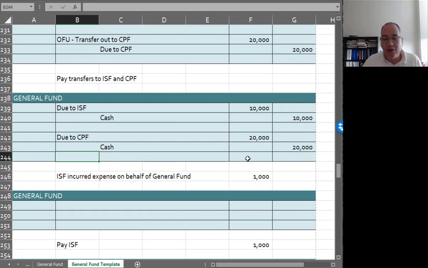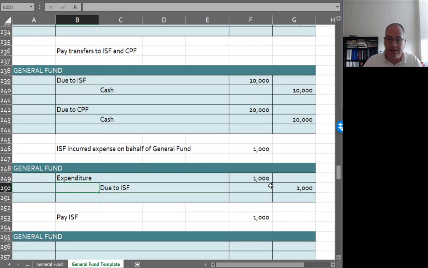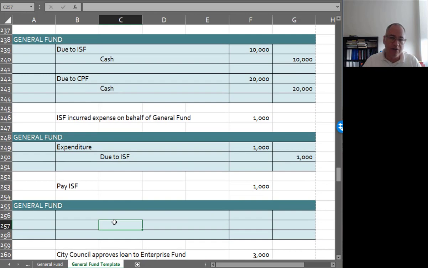Now, ISF incurred an expense on behalf of the general fund, so the general fund needs to pay back the ISF. So the general fund is going to credit due to ISF for $1,000 and debit expenditure. And they're doing this as two steps. It's better to do it as two steps than as one because it creates kind of a trail of transactions. But you could potentially just debit expenditure and credit cash. To pay them off, they debit due to ISF $1,000, credit cash $1,000.